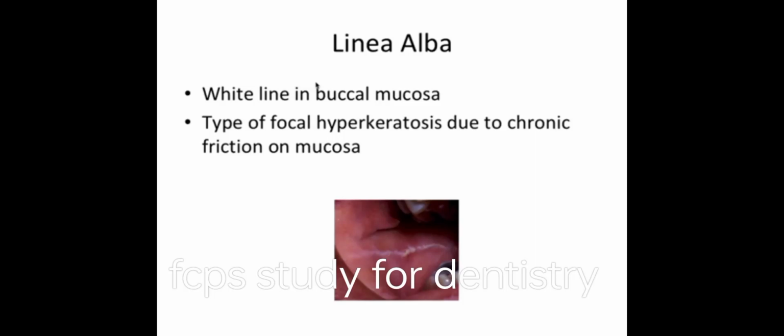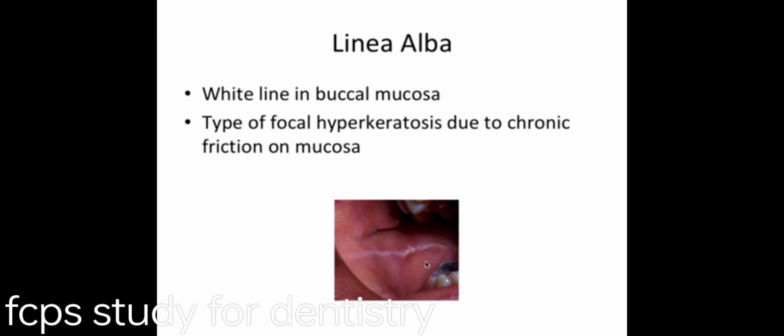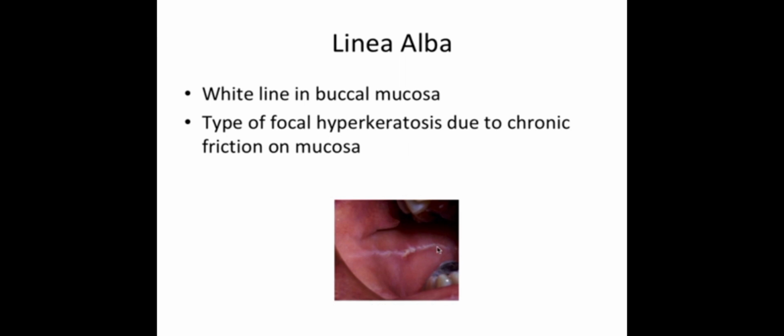So first we have linea alba. This literally translates to white line, and it refers to a white line on the buccal mucosa, and that's where the plane of occlusion would be, where the upper and lower teeth would meet. So if you're biting your cheeks, this is sort of like a callus that would form on your buccal mucosa.